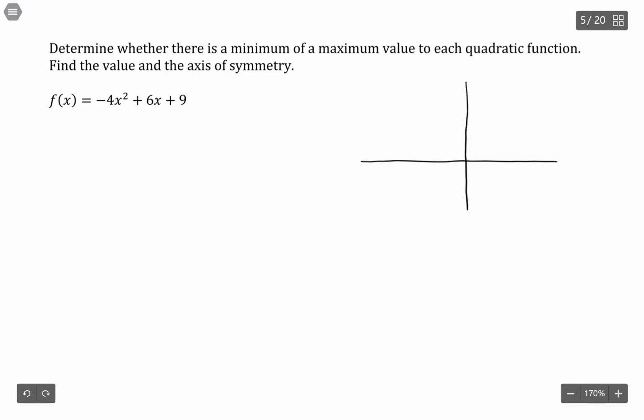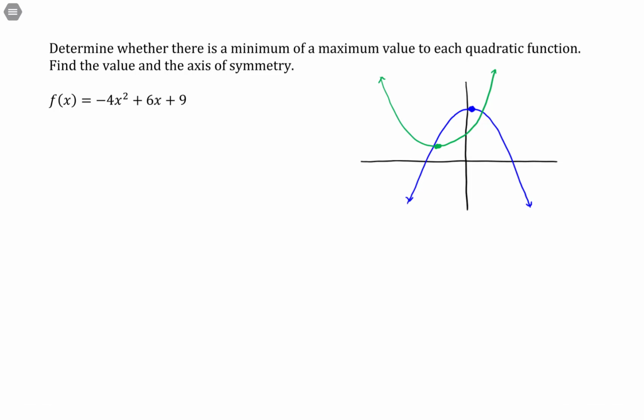You should be aware that every single quadratic is always going to have a graph that is a parabola, and those parabolas can either open up or they can open down. But regardless, wherever we have the vertex of the parabola, we have a minimum or a maximum value. And that's the value that we're referring to. As I said, this always happens at the vertex. So essentially, this question is asking, is there going to be a minimum or maximum, and what is it?